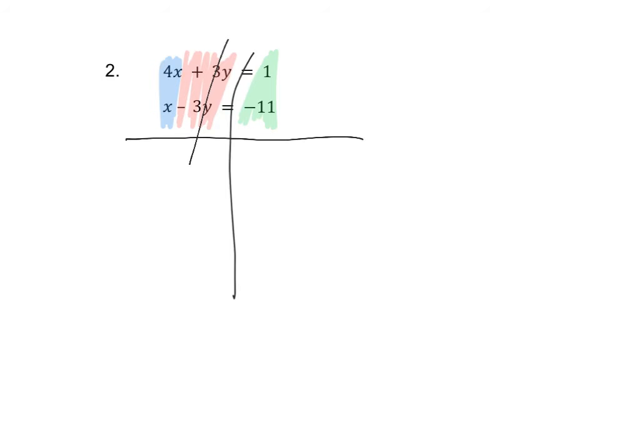So then we combine, and when we combine, we get 4x and 1x, because if there's no number in front here, it's really a 1. So 4x and 1x gives us 5x. This is our 0 in our y column. And then negative 11 and 1, or 1 and negative 11, gives us negative 10. We divide both sides by 5, and we get x equals negative 2.